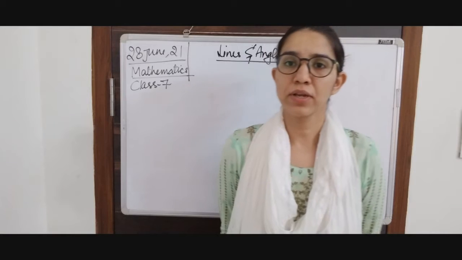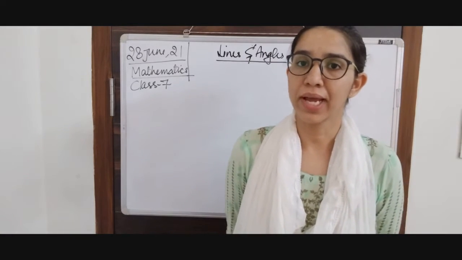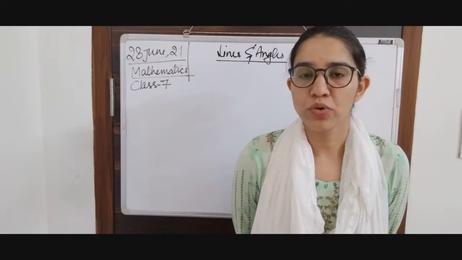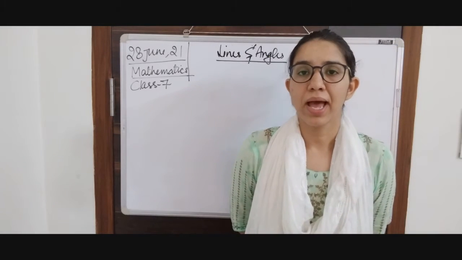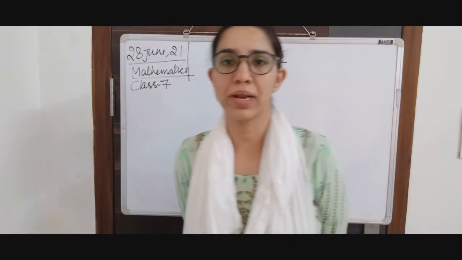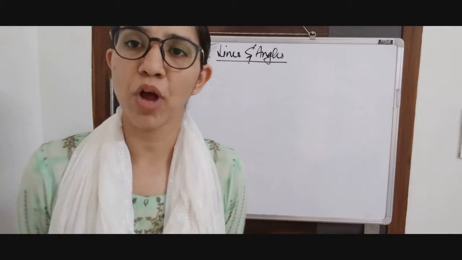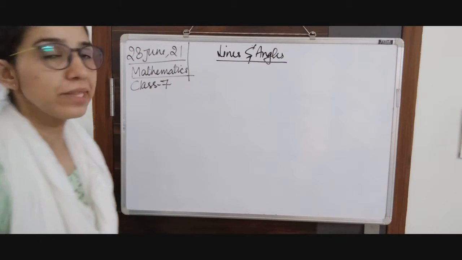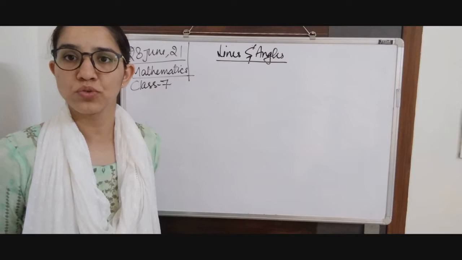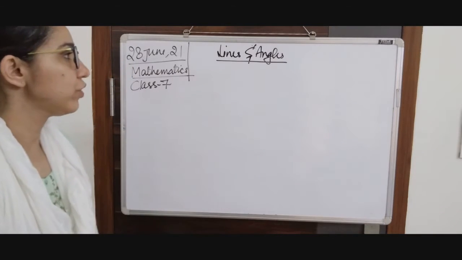In our previous classes we were talking about lines and angles. In our previous class we talked about the transversal line and the transversal of two parallel lines. We talked about some properties also. We are going to repeat them again and then we are moving onwards with our exercise 6.2.